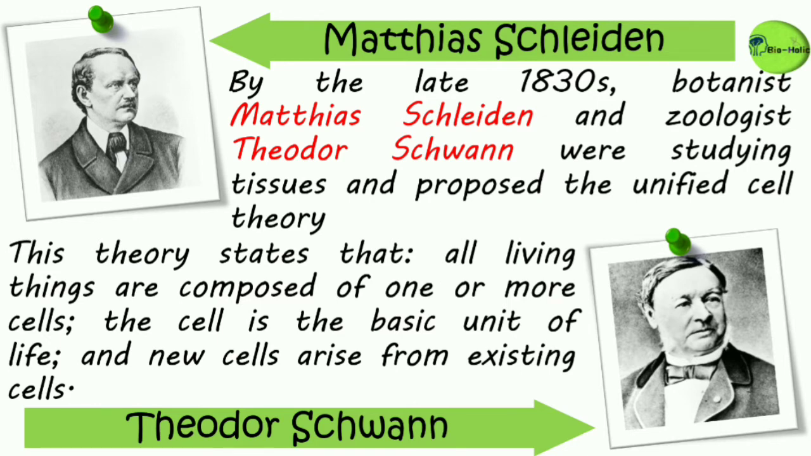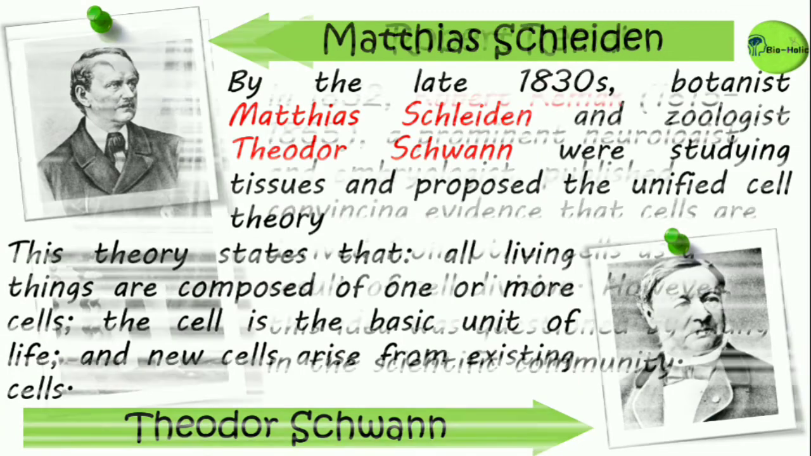Next, Theodor Schwann, a noted German physiologist, made similar microscopic observations of animal tissue. In 1839, after a conversation with Schleiden, Schwann realized that similarities existed between plant and animal tissues. This laid the foundation for the idea that cells are the fundamental components of plants and animals.